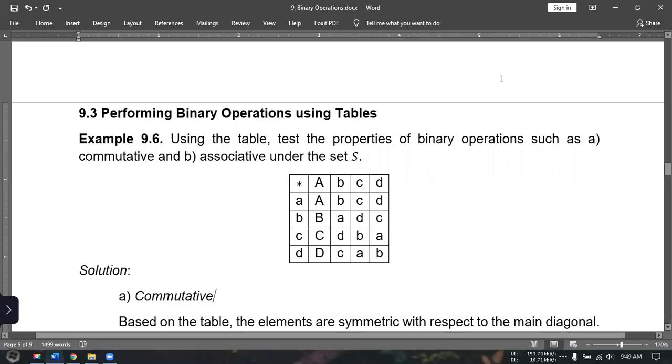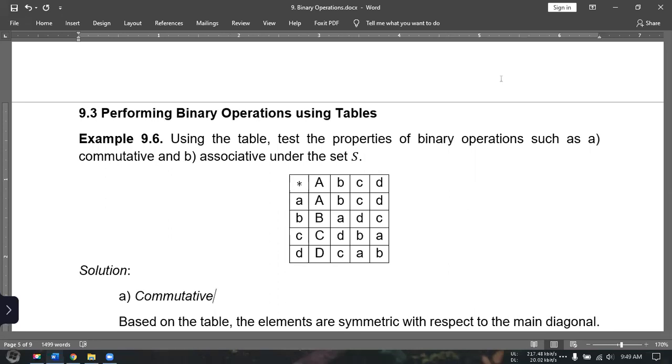Example 9.6, under the binary operations using tables. Again, using a table, test the properties of binary operations such as commutativity and associativity under the set S, whose elements are A, B, C, and D. Now, we have to test the commutativity.